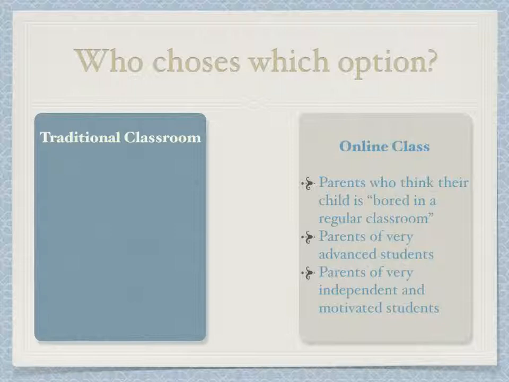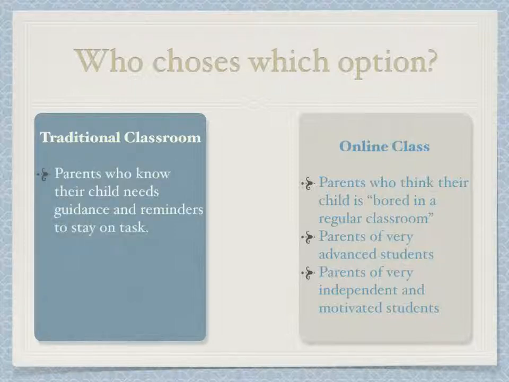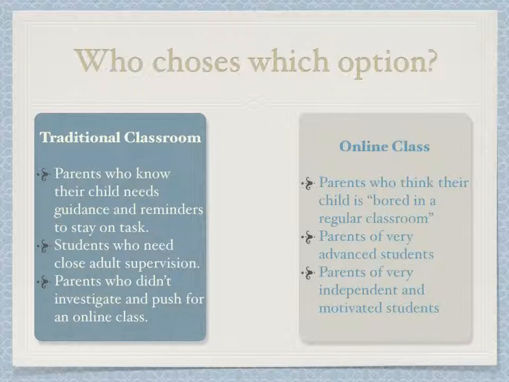In a traditional classroom, who does this leave then? Well, parents who know that their child needs a teacher guiding and reminding them to stay on task. Students who need close adult supervision on a regular basis, and students of parents who didn't investigate or push for an online class. So we can get a sense of which kinds of students would end up in which kinds of classrooms based on what parents would choose given these two options.